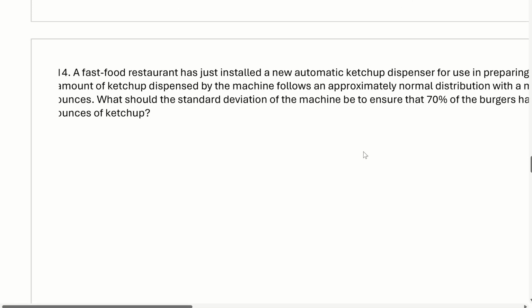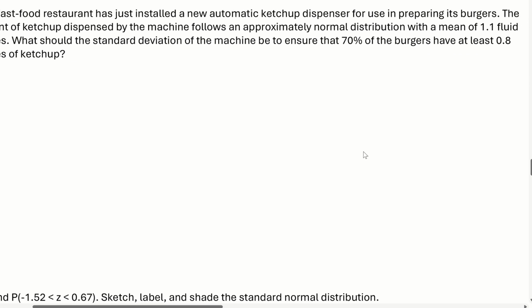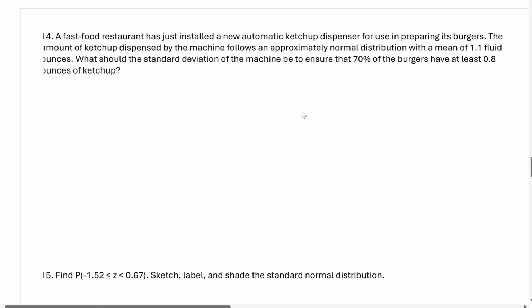All right, that takes care of that one. So we're wrapping this up shortly. We've got a couple more questions. Number 4: a fast food restaurant has just installed a new automatic ketchup dispenser for use in preparing its burgers. The amount of ketchup dispensed by the machine follows an approximately normal distribution with a mean of 1.1 fluid ounces. So the mean is 1.1. What should the standard deviation be, to ensure that 70% of its burgers have at least, that means greater than or equal to, 0.8 ounces of ketchup?